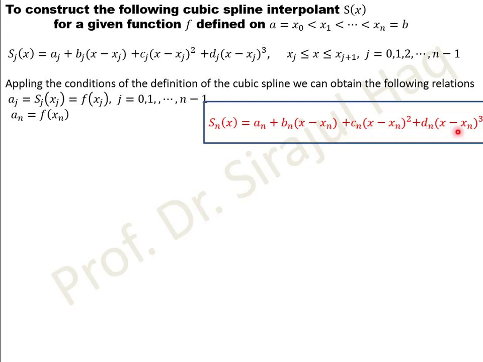So if you look at it, we have defined this at the initial point. When I replace x by xn, I should get f of xn. You can see that this portion becomes 0, this portion becomes 0, and we get an. Since this spline passes through xn, f of xn, when we replace x by xn, we get f of xn, and that is the known quantity. So this an can be obtained from this formula.